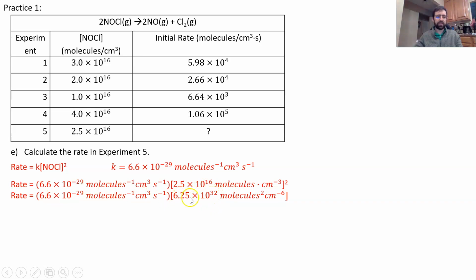Now we need to multiply those numbers, and we also need to multiply our units. So we end up with 4.1 times 10 to the 4th molecules to the -1 plus 2. That's going to be just molecules. Centimeters to the 3 minus 6, which is -3. And then seconds to the -1. And there are our units.